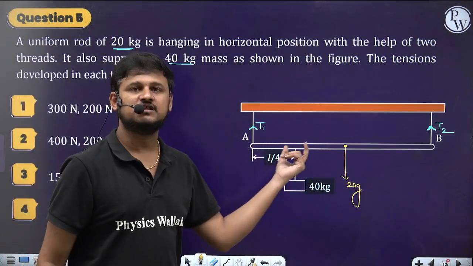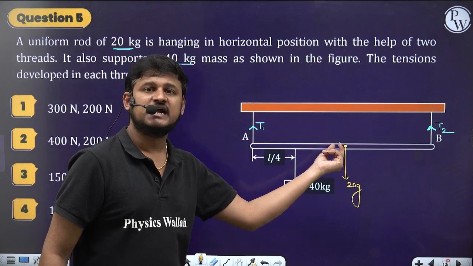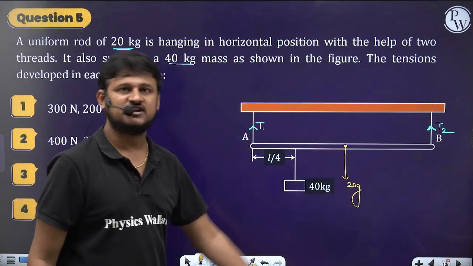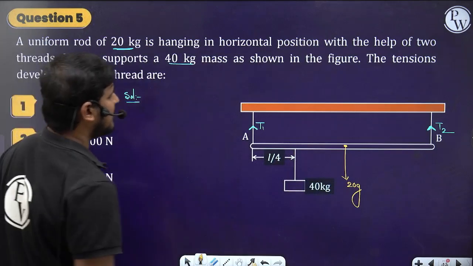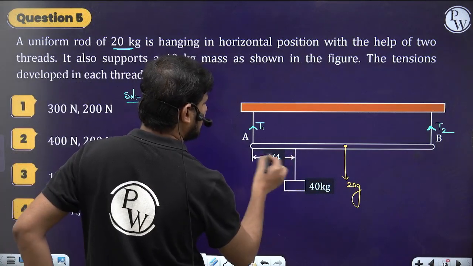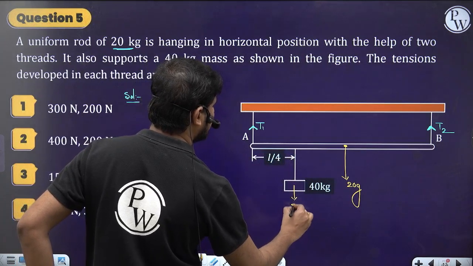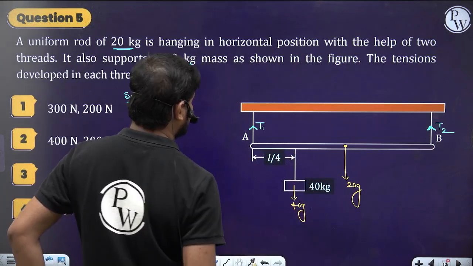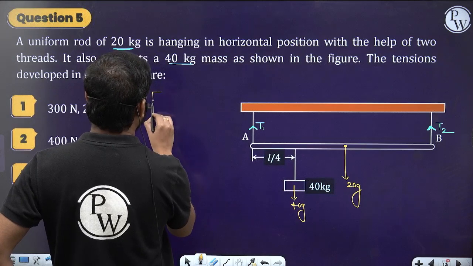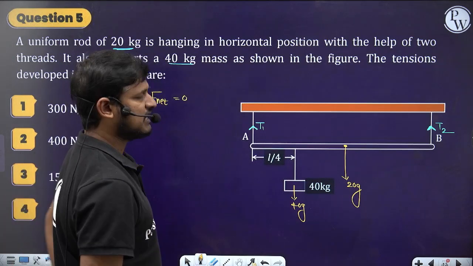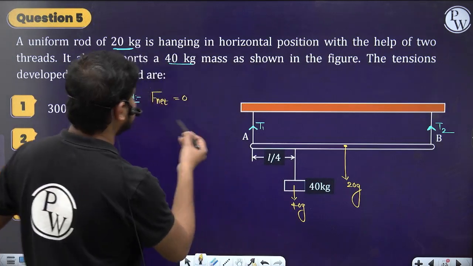Yes or no? Where does this total mass lie? At the center of mass, right? So the total weight will be 20 G from its center of mass. And here there is a force from this 40 kg mass, which is nothing but 40 G. Now let's take the net force equal to 0. So F net is equal to 0.